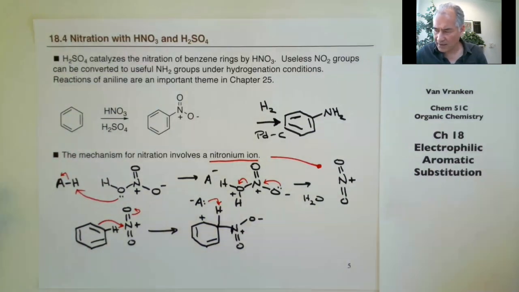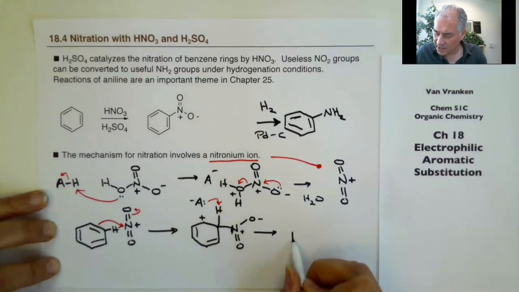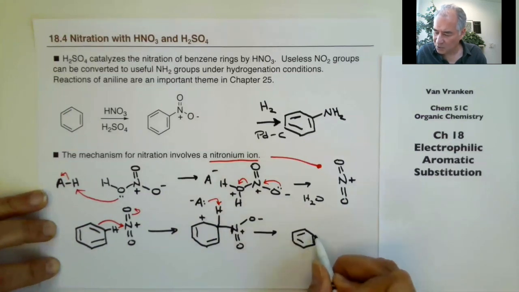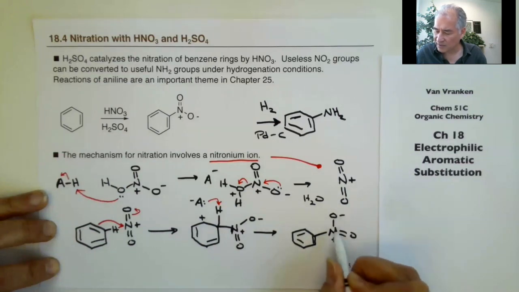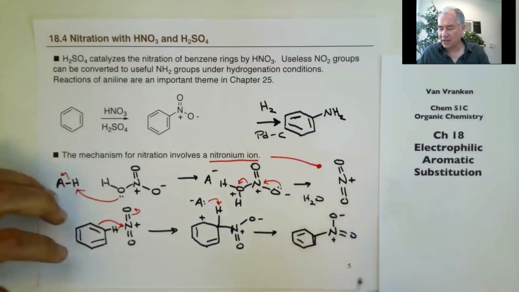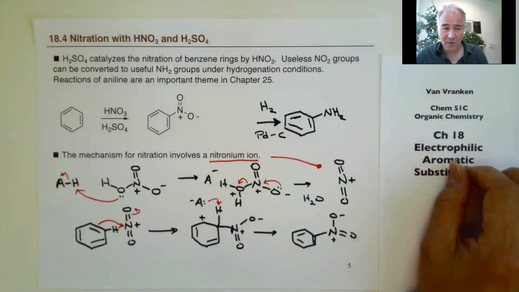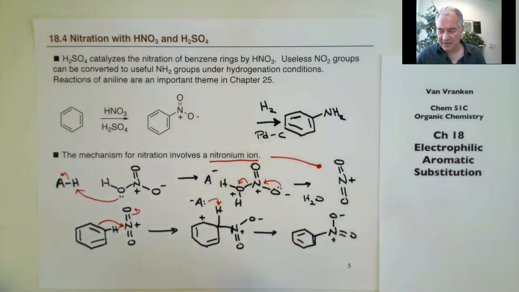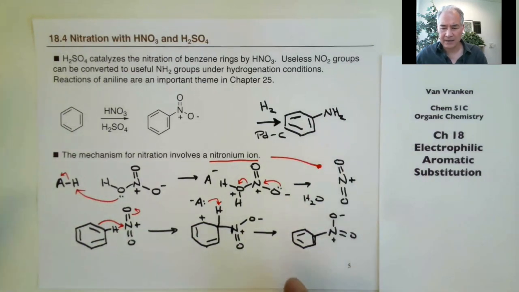So here we are on the mechanism, and we've regenerated aromaticity, and we now have that nitro group on there, just waiting to be reduced through hydrogenation conditions. There's another resonance structure of this nitro group I could draw. I'm not going to draw both, but that's how you form carbon-nitrogen bonds to benzene rings. You use nitric acid and sulfuric acid, and it generates this powerful nitronium ion electrophile.